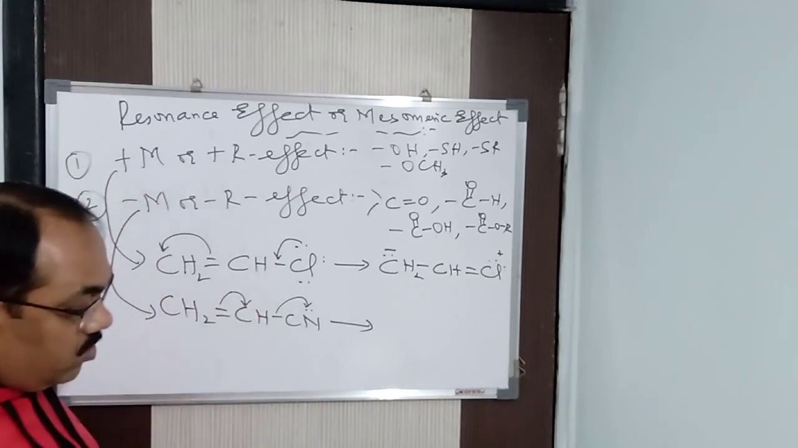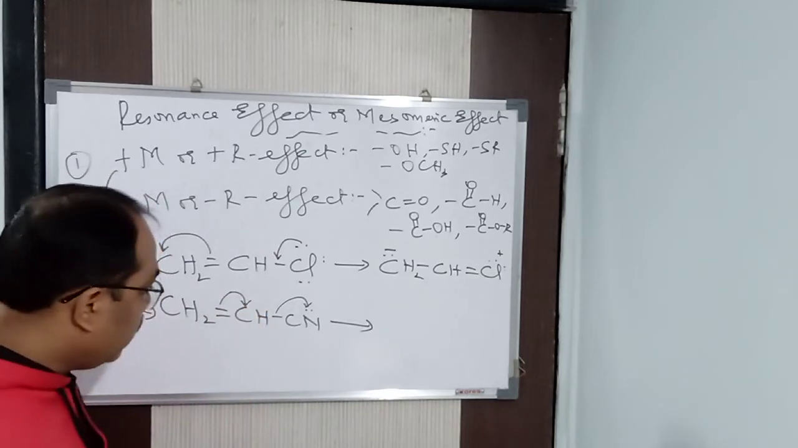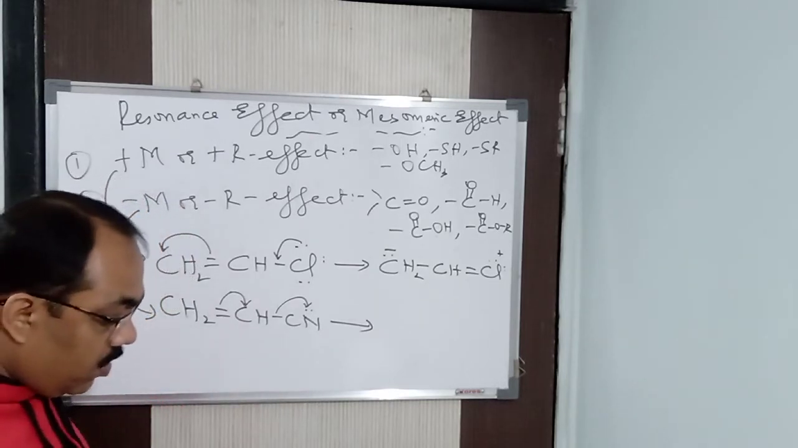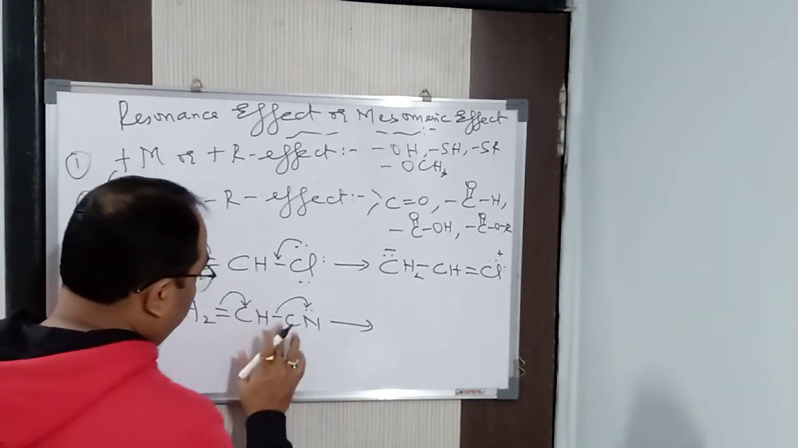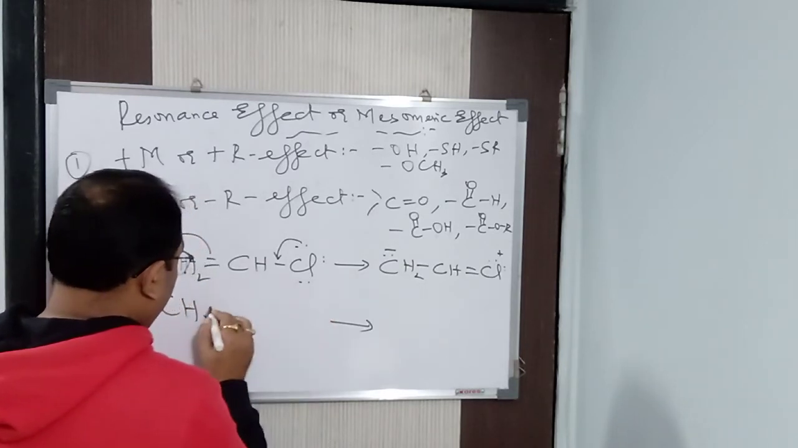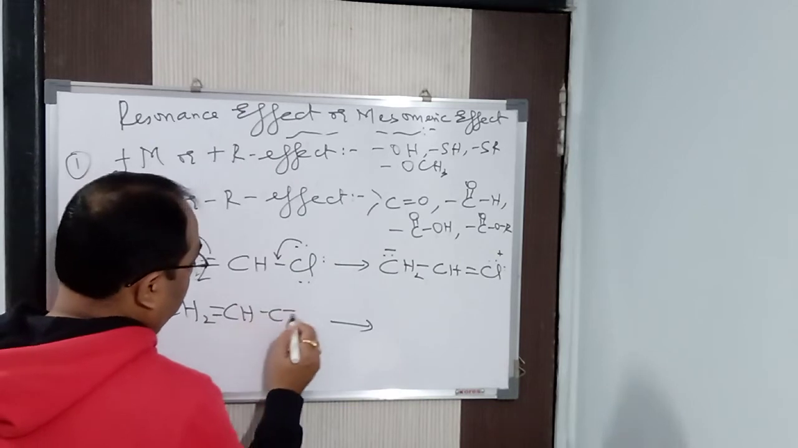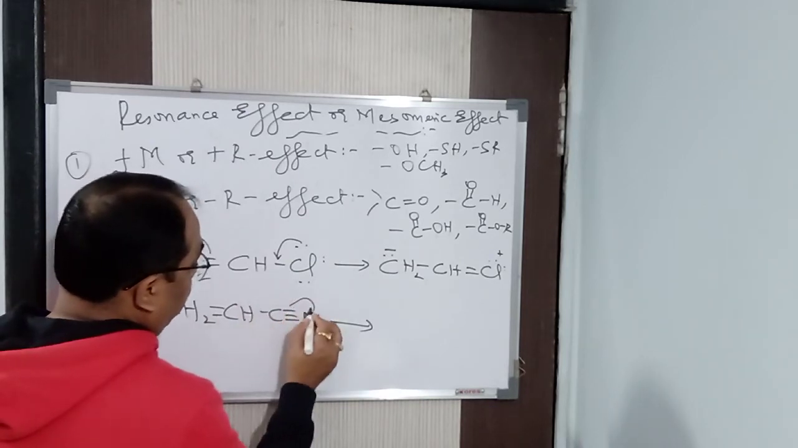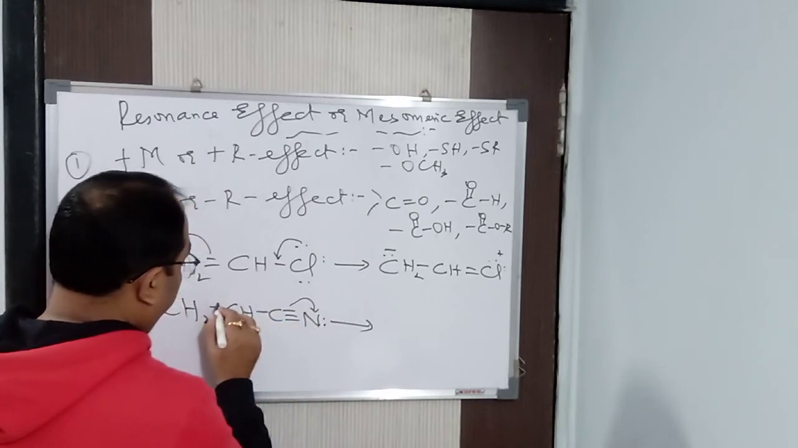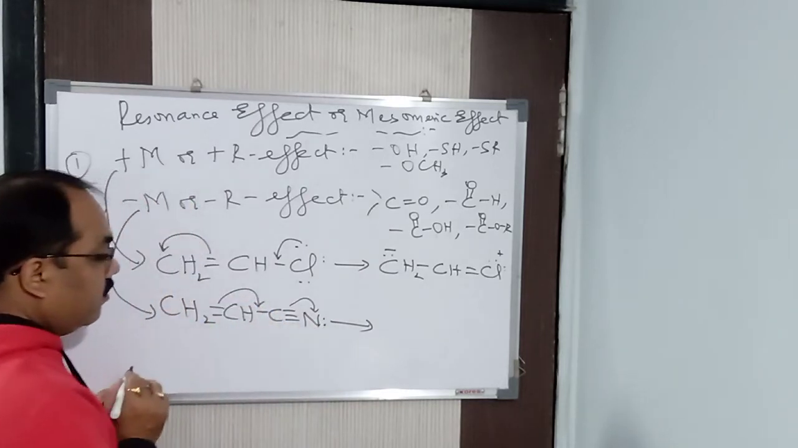It withdraws electrons towards itself, we can say that. That is CH, C triple bond N. Wait, just a moment. That is CH2 double bond CH, single bond C, triple bond N. Yes, this is more correct. Yeah, now this is more correct.